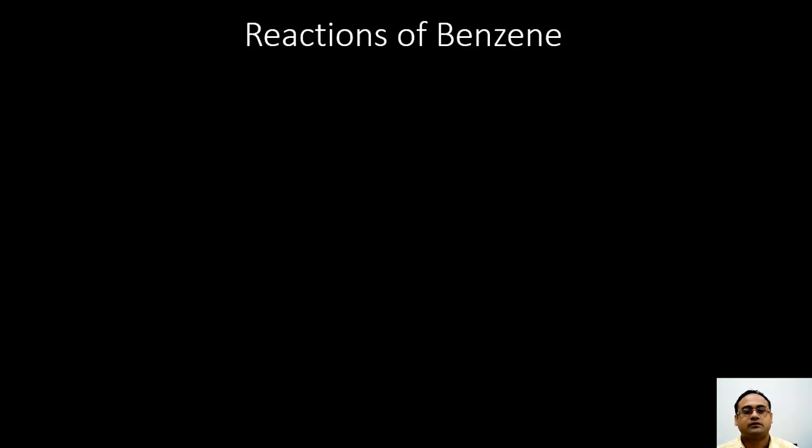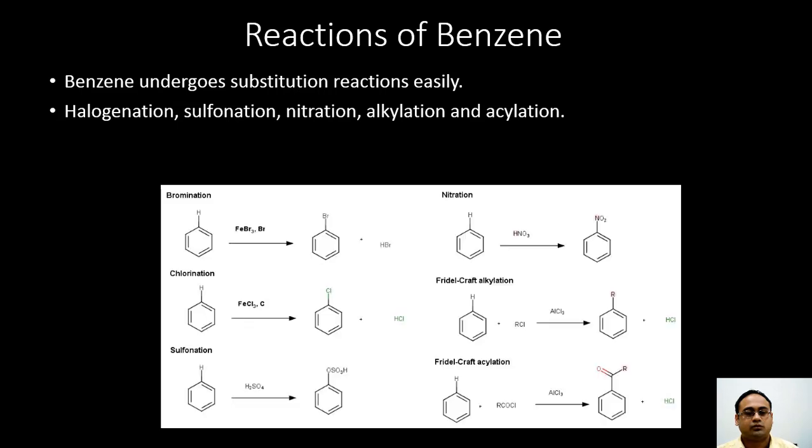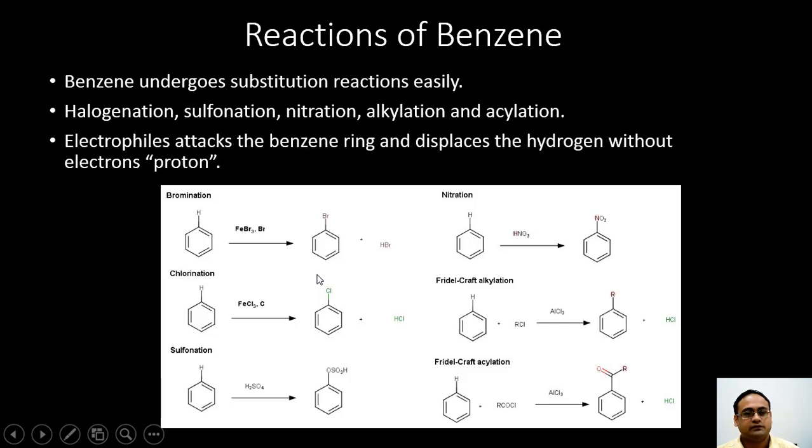So next we are moving to understand different reactions of benzene. Now, as we have studied in the last lecture, benzene undergoes substitution instead of the addition reactions. So reactions like halogenation, bromination, chlorination can be done on benzene by using a Lewis acid catalyst like ferric tribromide or ferric chloride along with Br2 and Cl2, and these will give us the corresponding bromobenzene and chlorobenzene compounds.